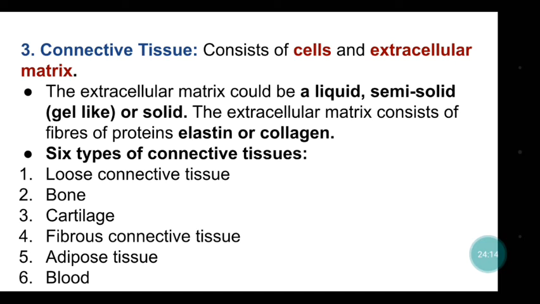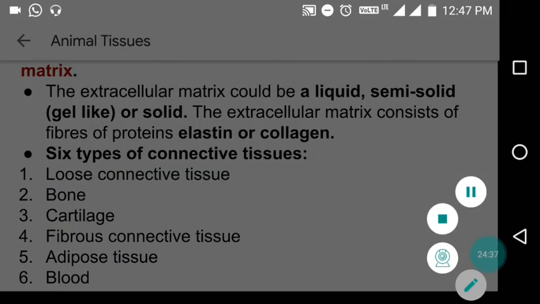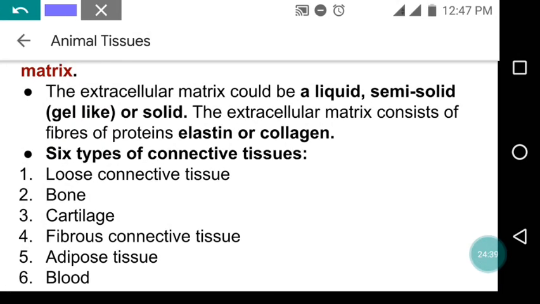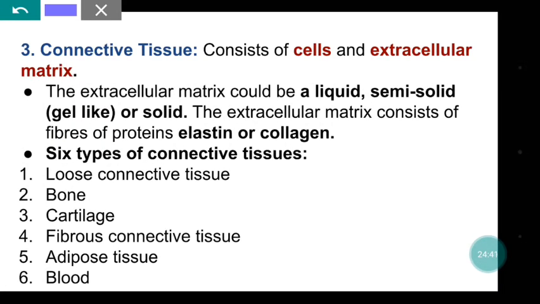So in the case of connective tissue, the extracellular matrices are made up of protein fibers, and those protein fibers are made up of elastin and collagen. So elastin and collagen are the proteins here, and there are six types of connective tissues. Those are loose connective tissues, bones, cartilages, fibrous connective tissues, adipose tissues, and blood.